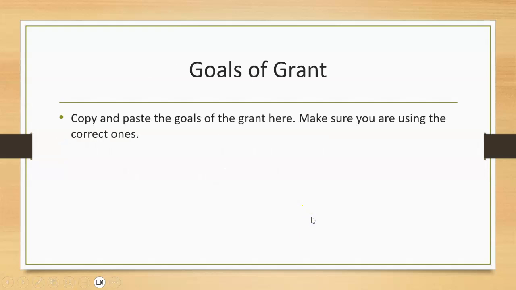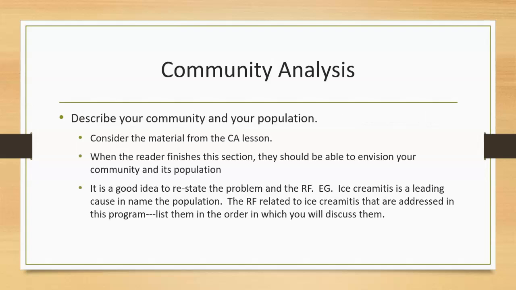The next part of this paper is the goals of the grant, and here you copy and paste your goals, and I just make sure you're using the right ones, which are from the grant summary sheet. Next is your community analysis.